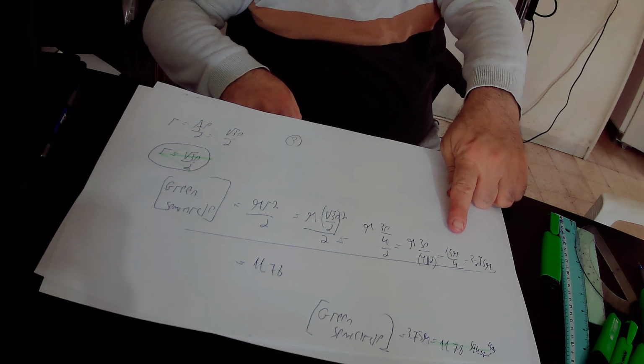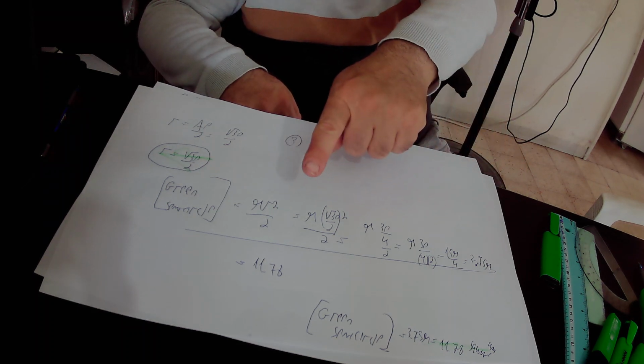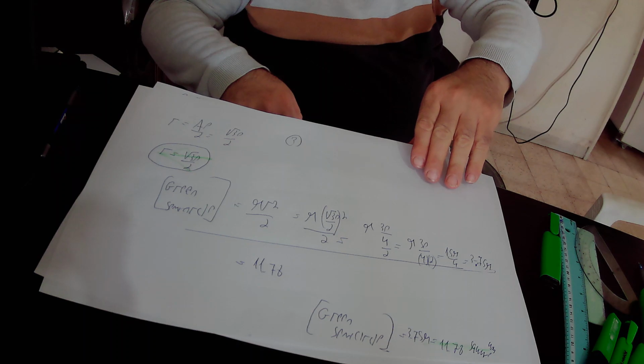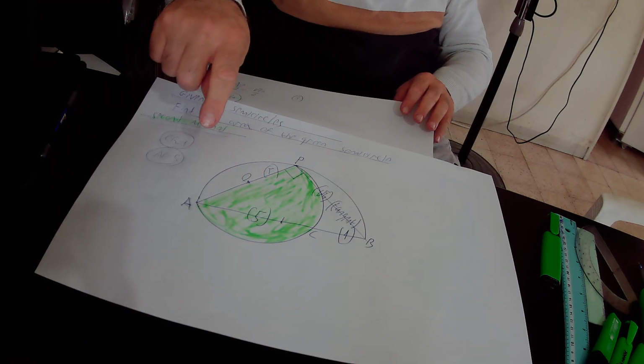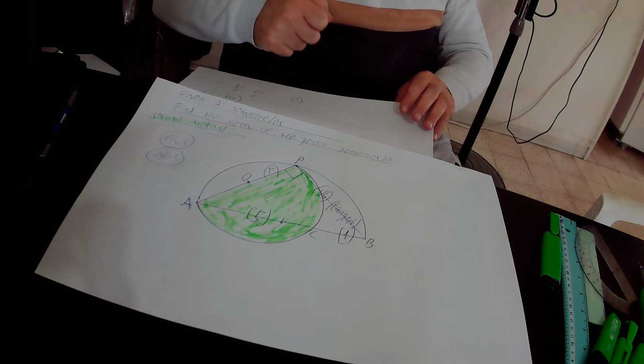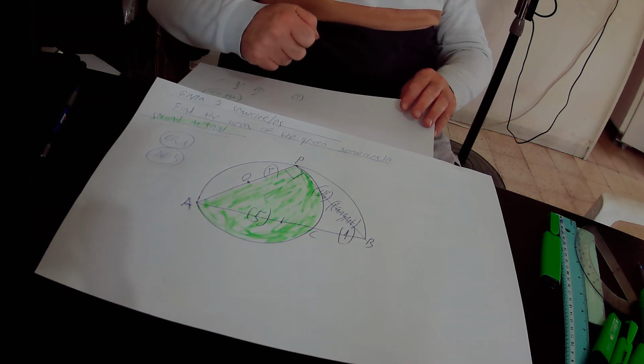15 over 4 is 3.75, so the value of this expression equals 3.75 pi, and 3.75 pi is 11.78. So in conclusion, in both methods we found that the area of this green semicircle equals either 3.75 pi square units, or in terms of numbers, 11.78 square units.